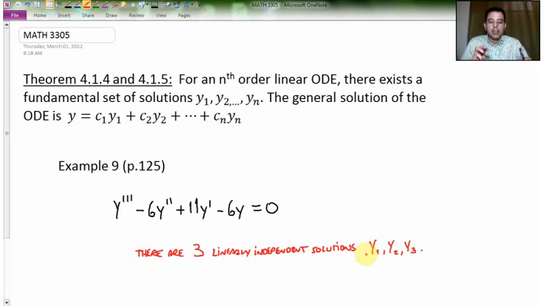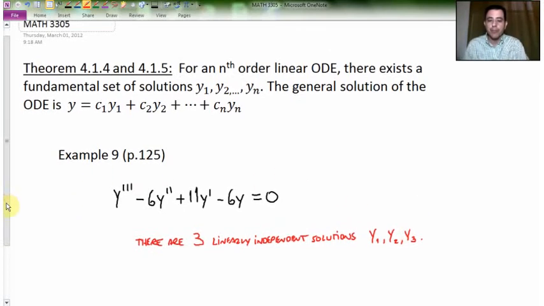It means also that these are the minimum number necessary to construct all the other solutions. If you had only the first two, then yes, they are linearly independent, but there will be some solutions out there that you wouldn't be able to construct from these two. So you need the three solutions in order to construct all the other solutions. That's why it's called a fundamental set. It's the building blocks of all other solutions.